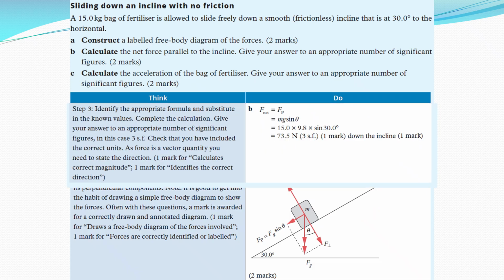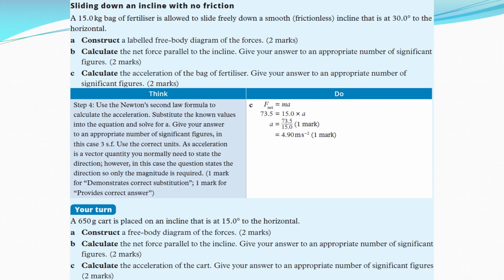Righto, then we want to look at the net force that's running down this thing. Identify, this is part B here, the net force parallel to the incline, which is my mg sine theta there. The mass is 15 because it came from up here. It's g sine theta, so there's my gravity, and the angle is 30 because it told me up there. Plug that into my calculator, 73.5 newtons down the incline. It's a vector quantity, so down the incline.